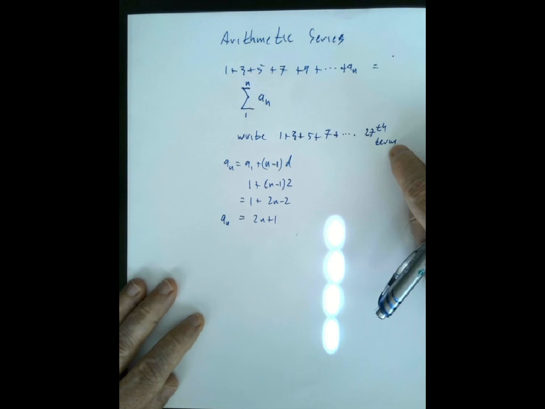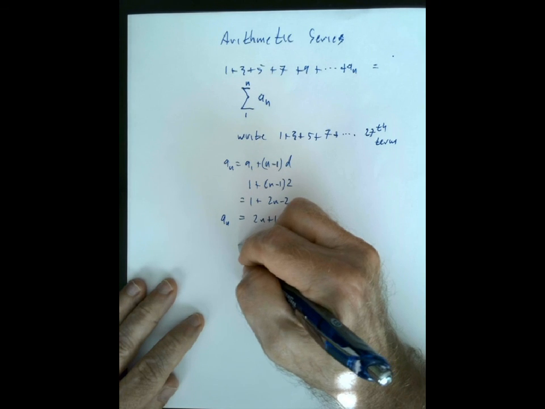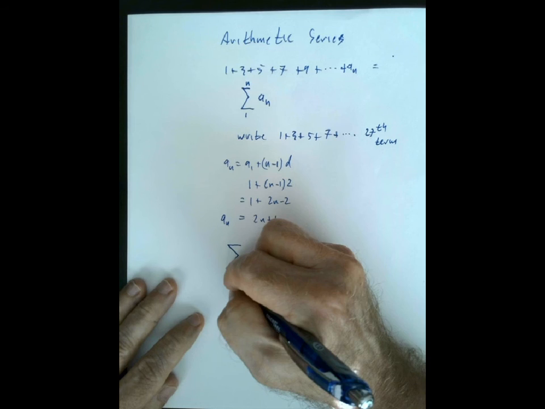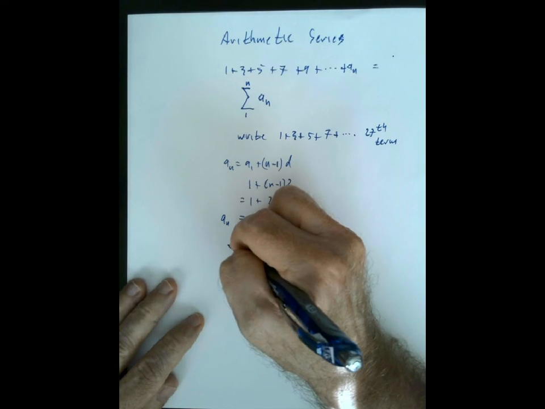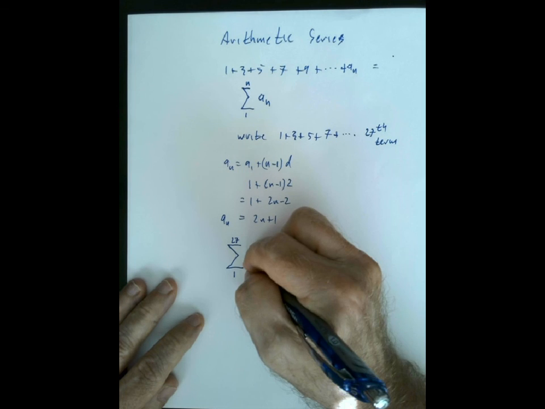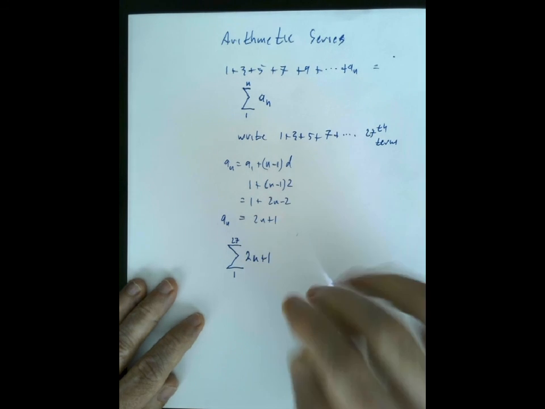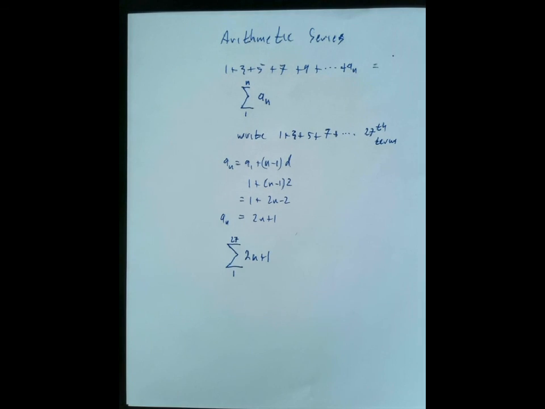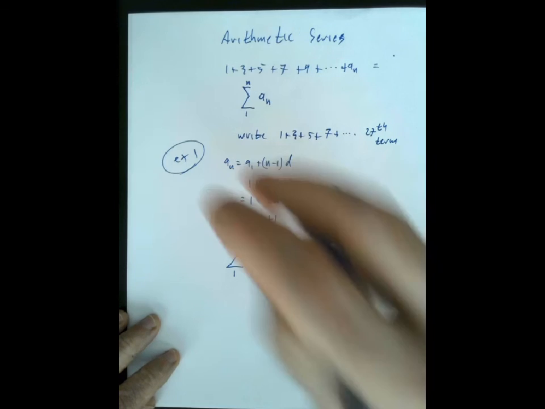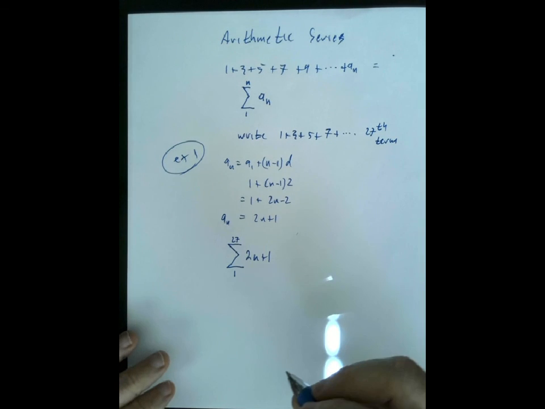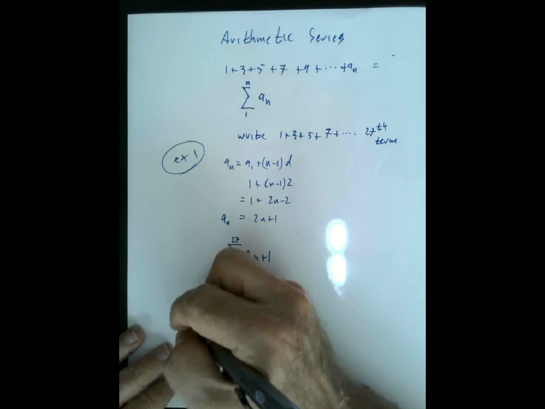And then I said up to the 27th term. So in sigma notation, we're going to write it like this: the sum from 1 to 27 of 2n minus 1. Okay? So that's the sigma notation. We'll call that example 1. Now, I'll give you one in case you didn't know how to do that, but now you do. Let's try it.